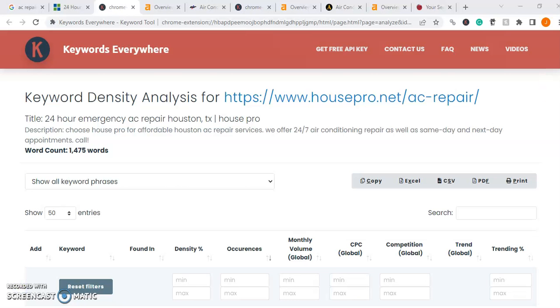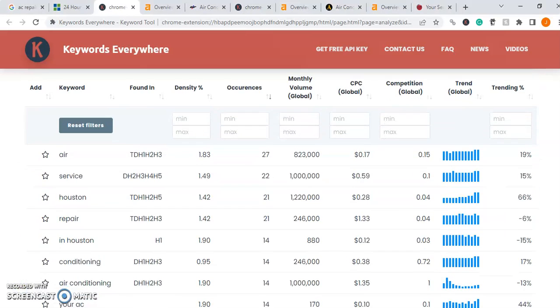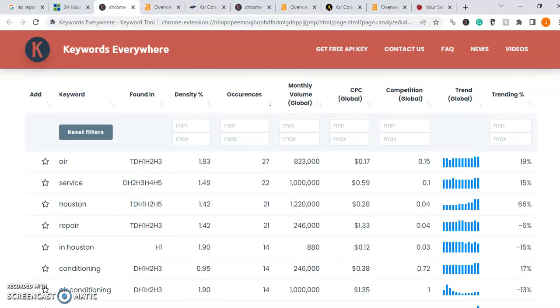So here we are on a tool I use called Keywords Everywhere. And if we scroll down here, you're going to notice your most used keywords. We're going to focus in on the first six keywords. Obviously, you can always further optimize, but for the sake of time, we'll just focus on those first six. Now, number one and number two, I recommend to be industry specific keywords. So air at number one is perfect, very popular search term in the AC repair industry for obvious reasons. But number two, you have service.